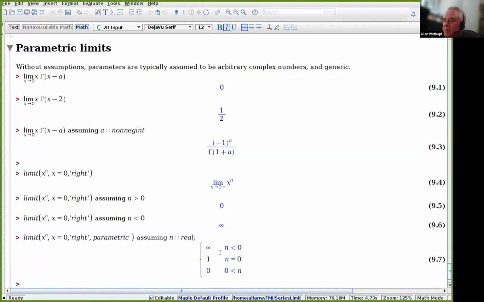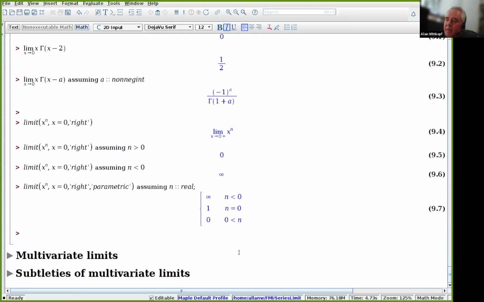And what it'll do is break down the possible values of the limit based upon values that it could determine it's different at for that parameter. It gives the results in terms of piecewise.